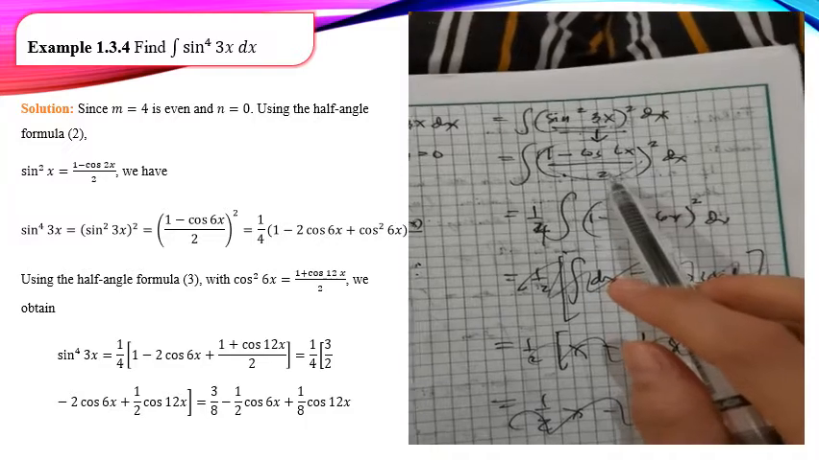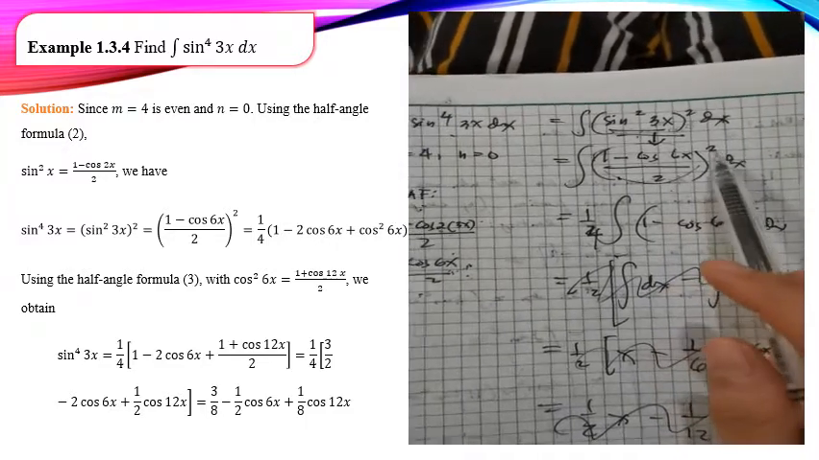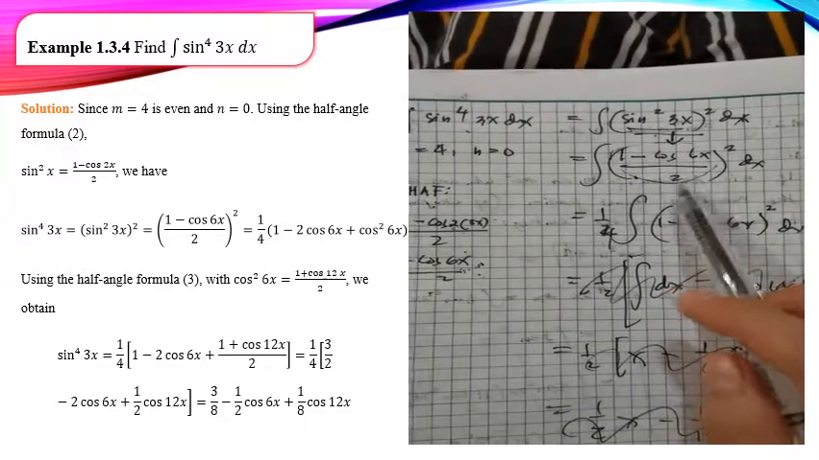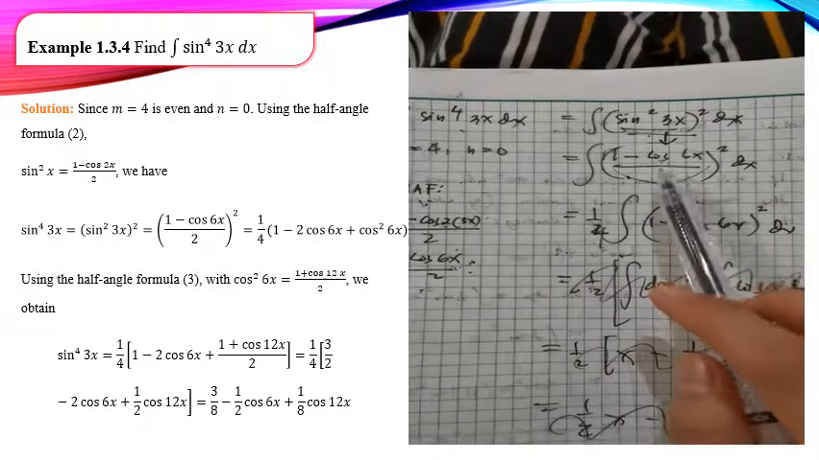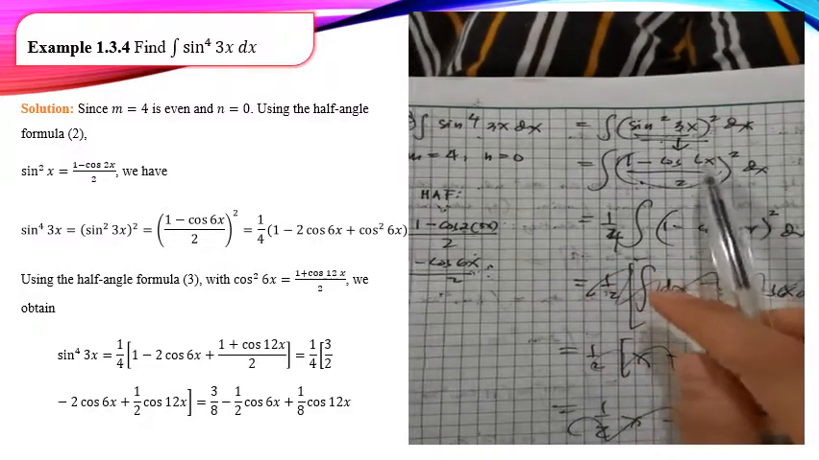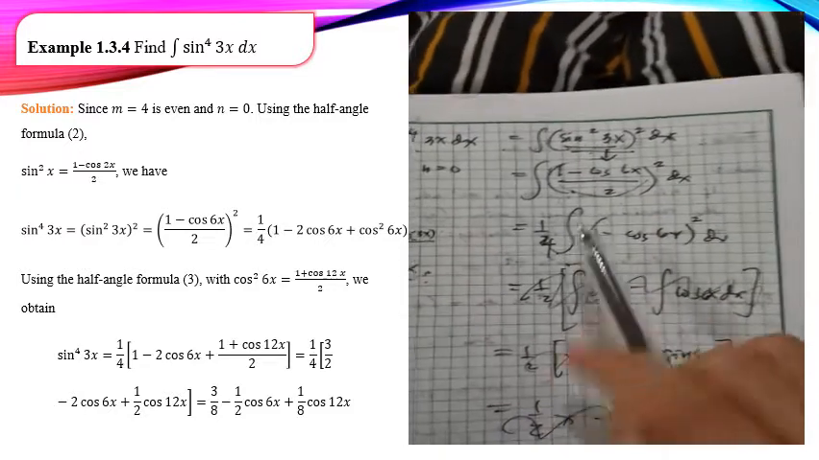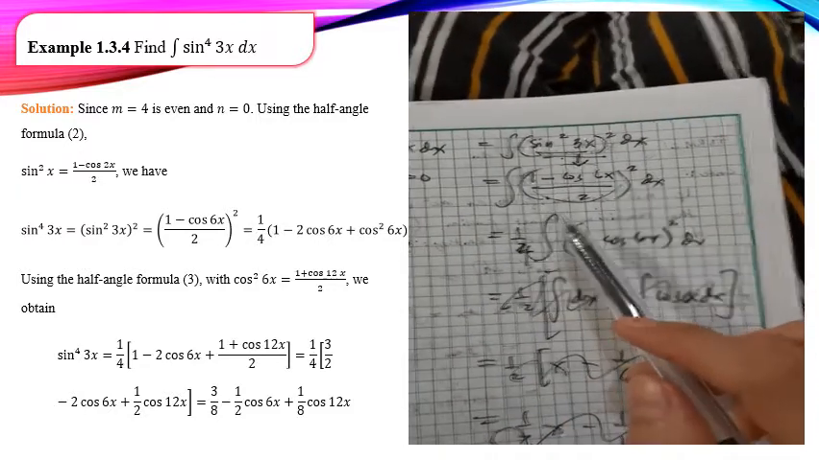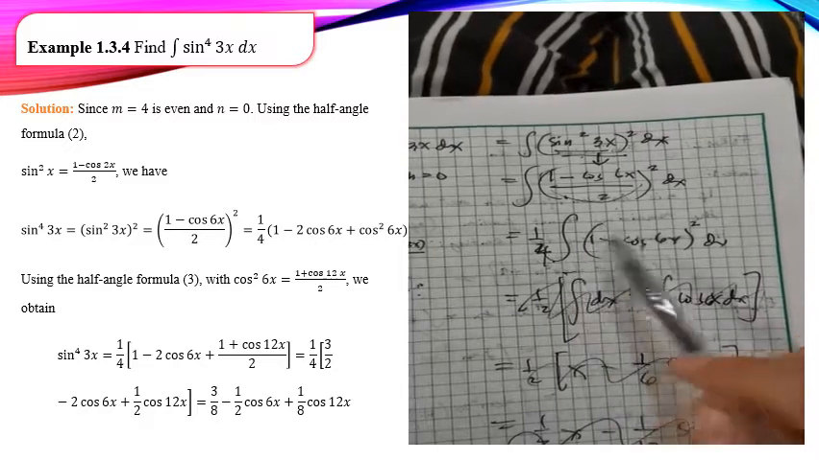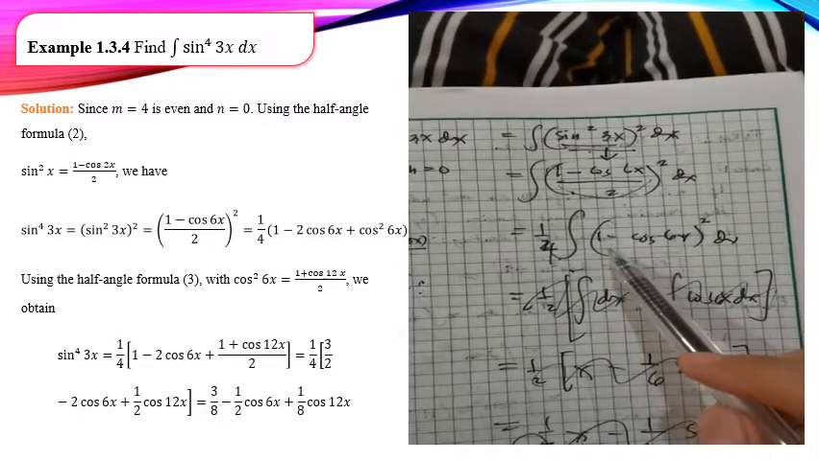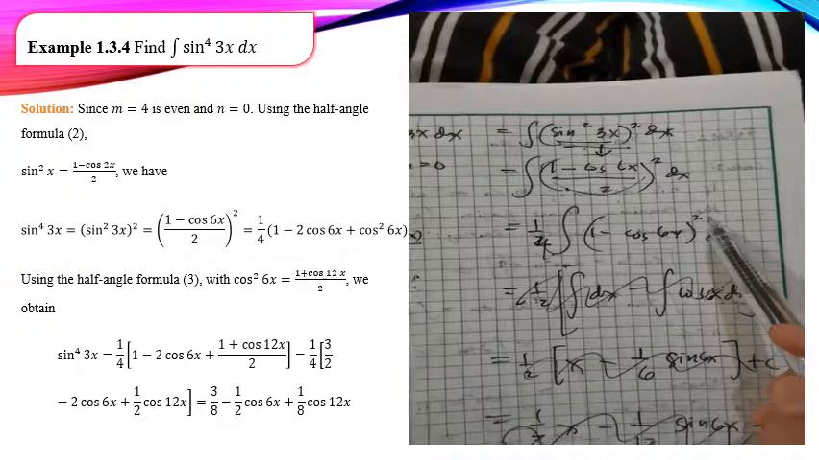Since squared, 1 half times 1 half, kasi ang ibig sabihin lang nito is dalawang 1 minus cosine 6x. So, 1 half times 1 half is equal to 1/4. So, ang ilalabas natin dito na constant sa integral sign is 1/4. We are left with 1 minus cosine 6x quantity squared dx.